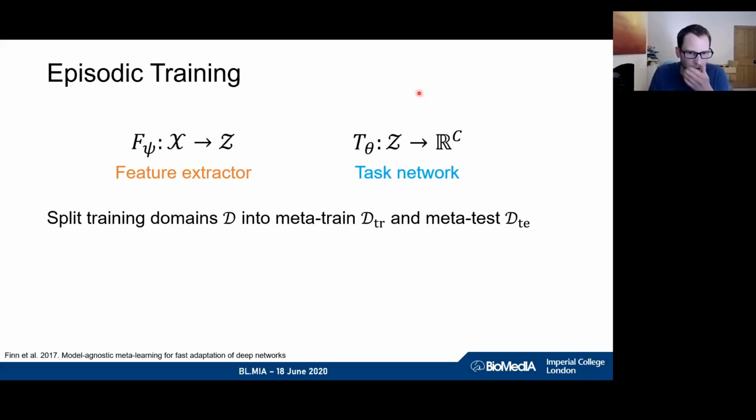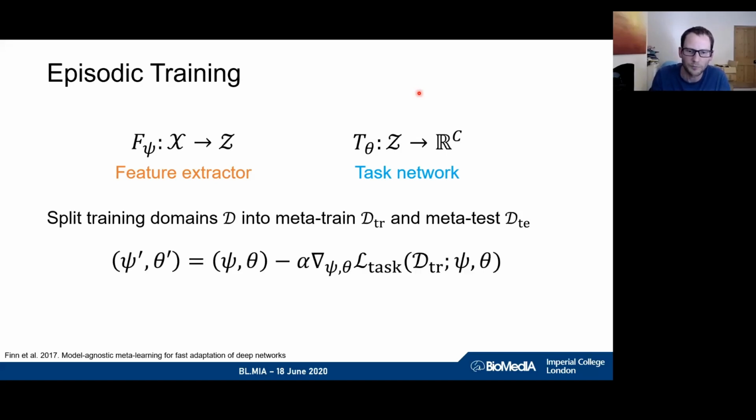So quickly going through this. Episodic training. What it means is that, as I said, you have more than one domain at training time, and what you do is you split them into what we call meta train and meta test. So if you just have two, you basically alternate. Sometimes one of them is the train, one of them is the test, and it just means how you update. So these are the parameters of the networks, right? This is the feature extractor, this is the task network. So together they are all the weights of the CNN.